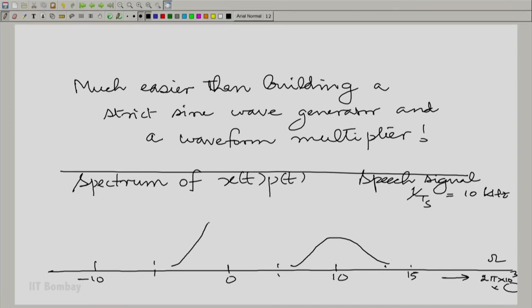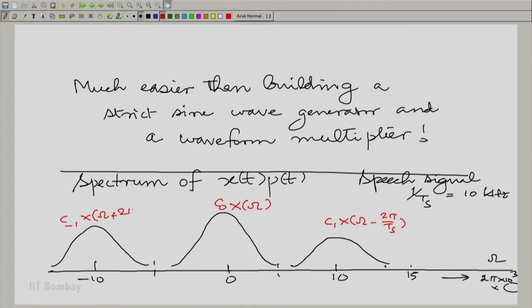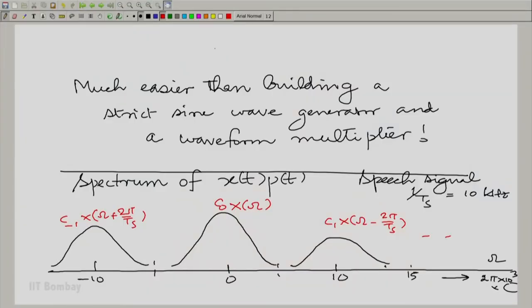So you would have these carbon copies coming, and it's the carbon copies that you want, remember. Essentially you would have capital X omega as it is here, but multiplied by C0, and then C1 X omega minus 2 pi by Ts, and C minus 1 X omega plus 2 pi by Ts, and so on. Now, it's not the original spectrum that I want after amplitude modulation. It is the first two carbon copies. So if I want to do amplitude modulation successfully here, I must retain the first two carbon copies and throw away everything else. I want to throw away the original spectrum, throw away C2, C3, C4, and C minus 2, C minus 3, C minus 4, all of them. So what do we want to do? We want to retain these.